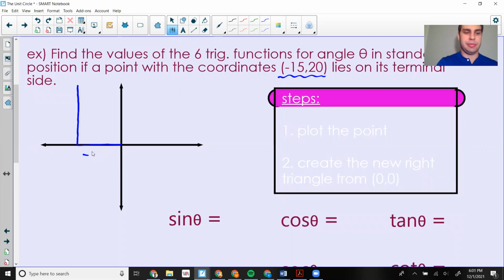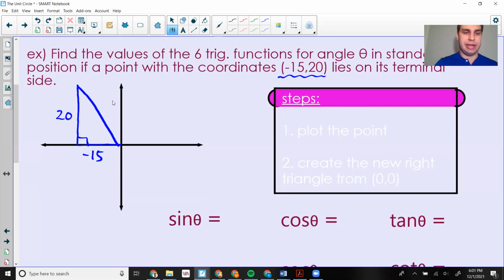And so what this does for me, I'm going to label my sides here, -15 and +20. And if I connect the other two endpoints to make a triangle, then I have a right triangle. However, of course, this does not have a radius of 1 if I were to draw the circle around. And so you can still find our 6 trig functions, which we're going to do today, but they're not going to be as nice as they were using just the unit circle.